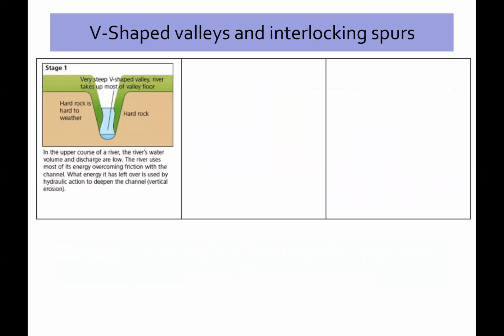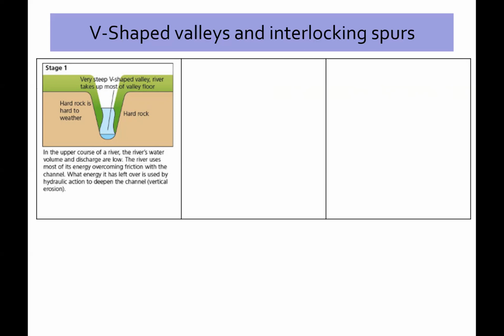So in stage 1, you can see that you have quite hard rock. This is right near the start of the river, near the source. And what happens is that river, that stream, it erodes down vertically through that hard rock. And what it does is it makes those steep sides to the river valley.